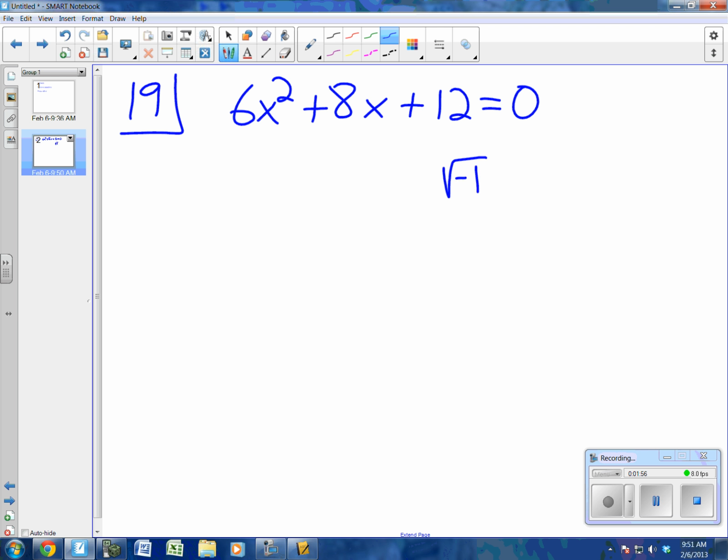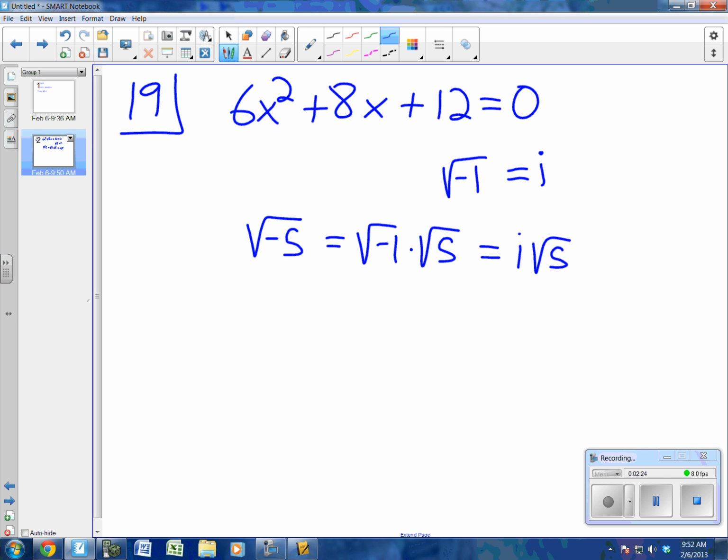How many of you guys remember what the square root of negative 1 equals? I. That's right. Okay. Square root of negative 1 is i. So we're going to get answers like this. We're going to get square root of negative 5 in our answer. Well, the square root of negative 5 can be written as the square root of negative 1 times the square root of 5. And what is the square root of negative 1? i. So the answer is i square root 5, right?